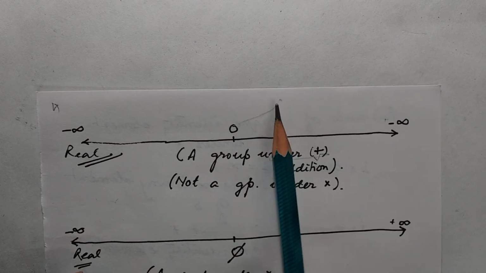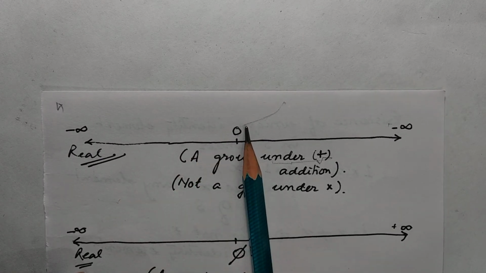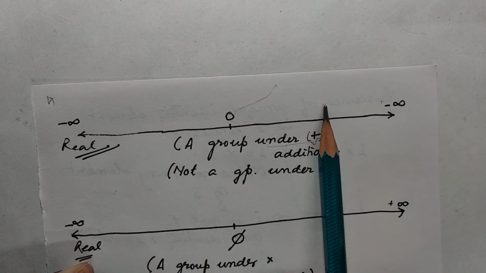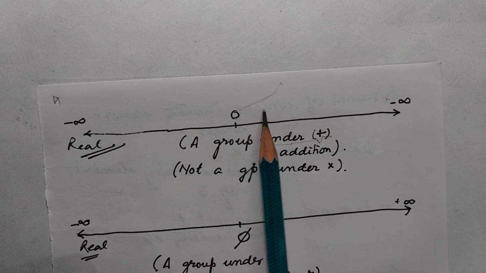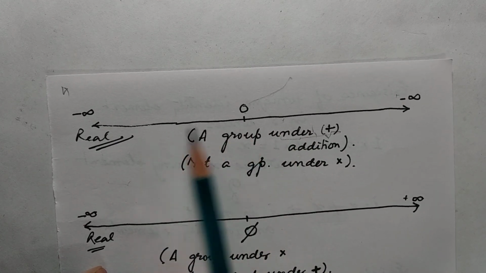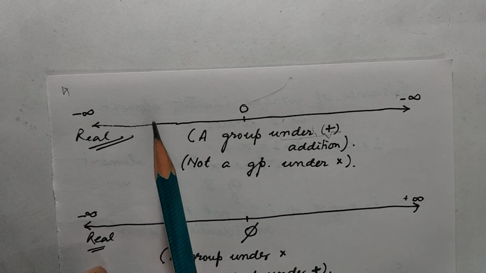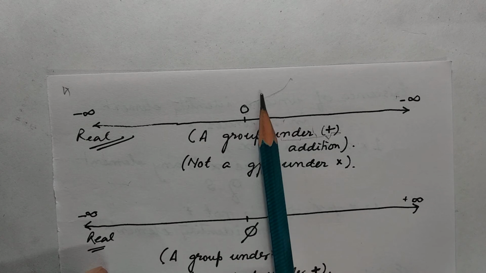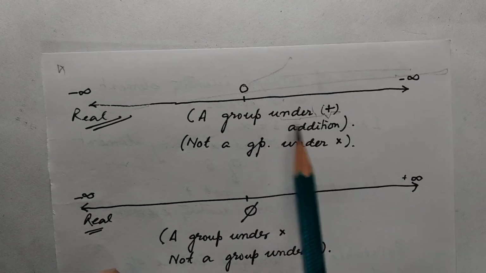0 acts as the identity element because 0 added to A will give you A. So identity exists there. Any number A has its inverse minus A such that A plus minus A is the identity, 0, and therefore minus A is the inverse of A under addition. And associativity: the result of A plus B plus C is immaterial of whether you add B and C first then to A, or A and B first then to C. So associativity also holds here. Therefore this set of all real numbers including 0 is a group under addition.